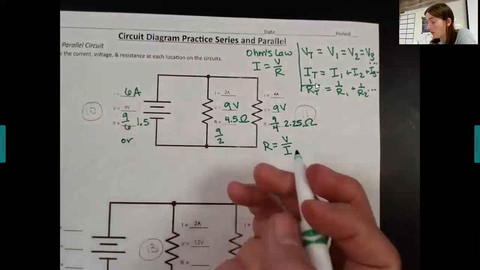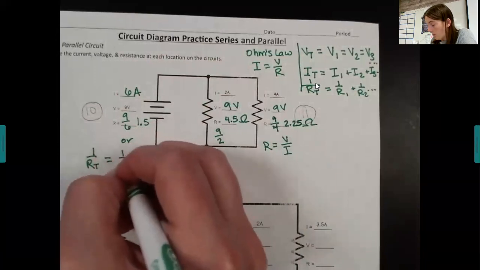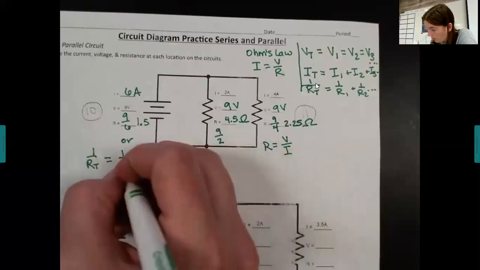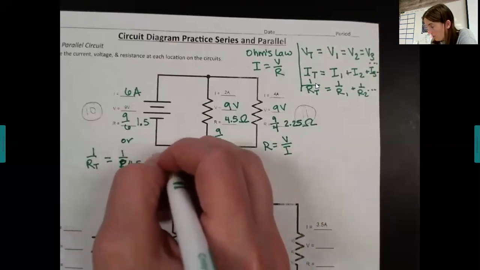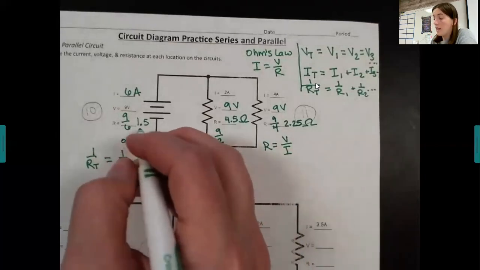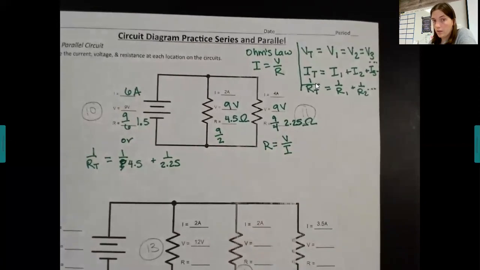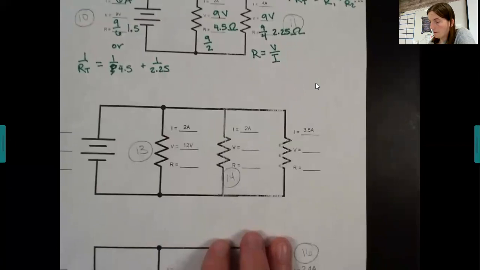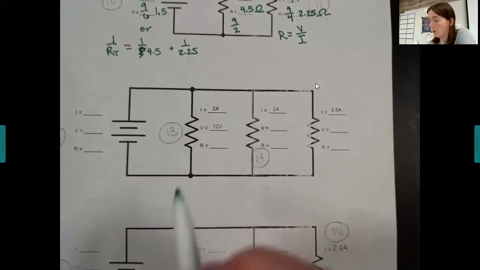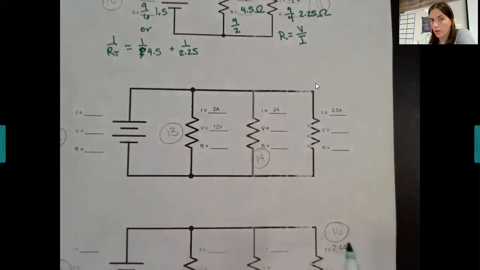Or you could have chosen to do 1 over R total is equal to 1 over 4.5 plus 1 over 2.25. Either way, you should be getting the answer of 1.5. All right. When we look at the second problem, it's very similar to what we just did. So I'm not going to give you hints. You can do this one.